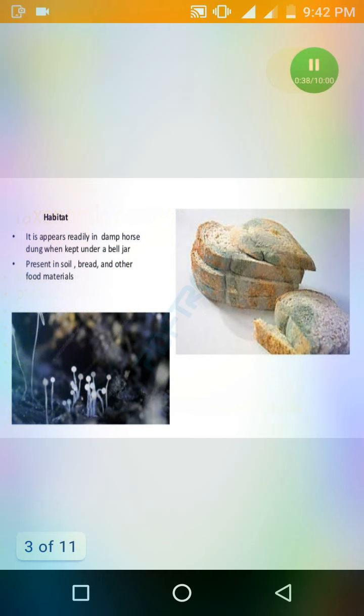What you see is the habitat of Mucor. It appears rarely in damp horse dung when kept under a bell jar. It is present in soil, bread and other food materials. What you see there is a diagram.